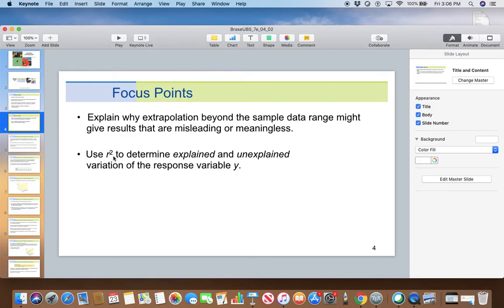Use R squared to determine explained and unexplained variation of the response variable y.